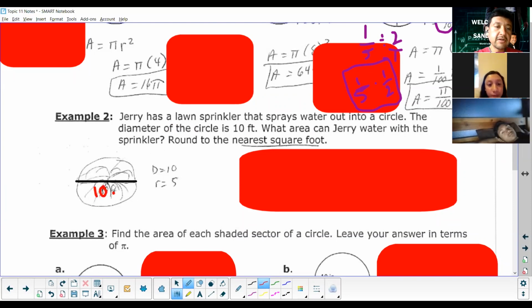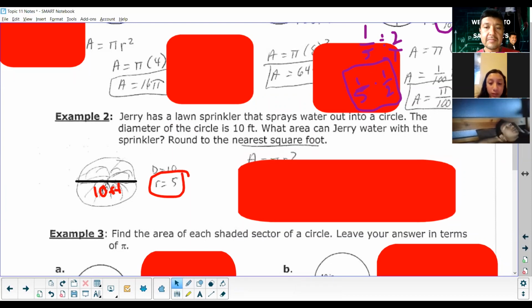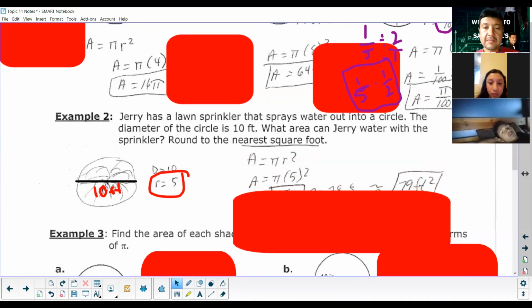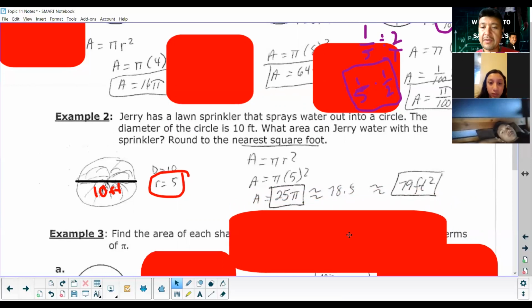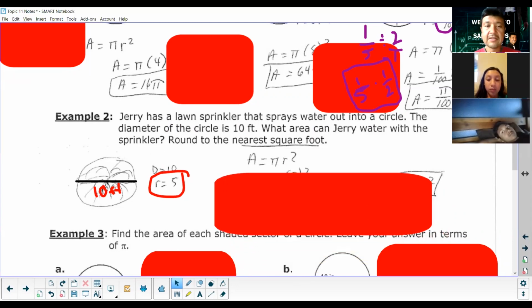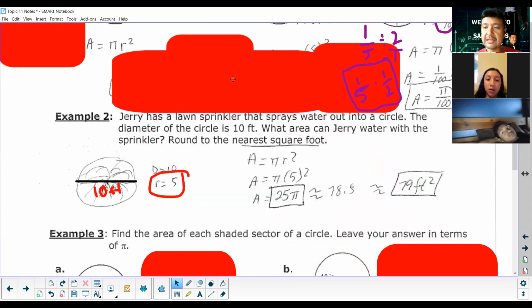All right, so they want to know how much we could water, right? We've got a sprinkler. So in this case, Marcus, what would I do? Well, you divide the diameter by 2 to get 5. Good. And then you would do 5 squared to get 25, and times that by 3.14. And so they get roughly 78.5, and they round that up to 79 square feet. 79. Great. All right, now let's move on to example 3.